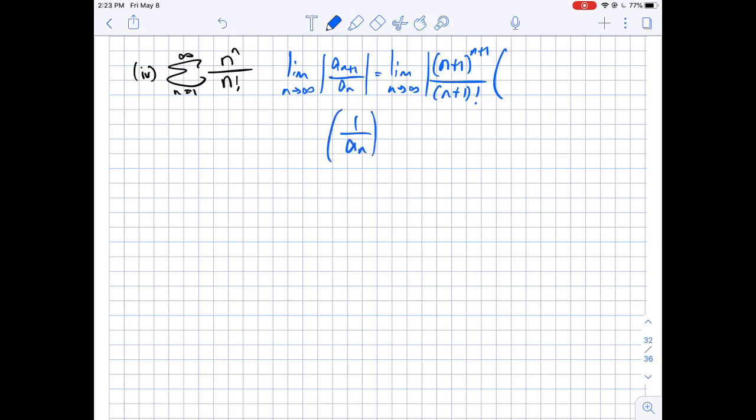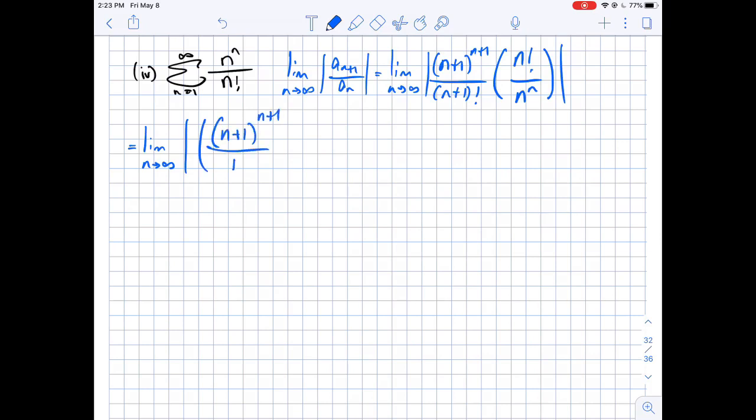Okay, so again, we're going to flip that a_n term, which is going to give us n factorial divided by n to the power of n, and right away you're going to get this ugly limit, but we're going to remember that we group these terms together. We're going to try to simplify them, and then we'll see what we end up with. So I'm going to have (n plus 1) to the power of (n plus 1) divided by n to the n, multiplied by n factorial over (n plus 1) factorial.